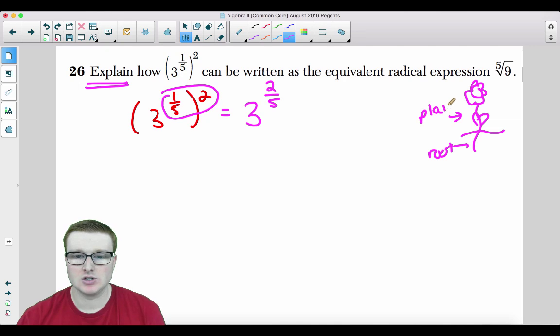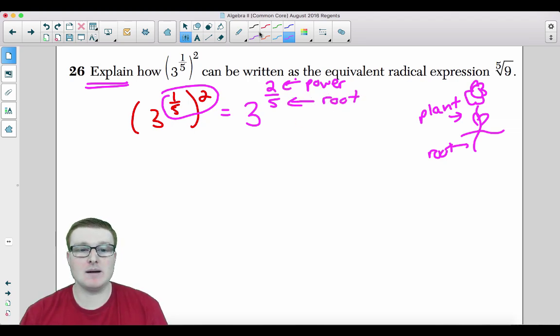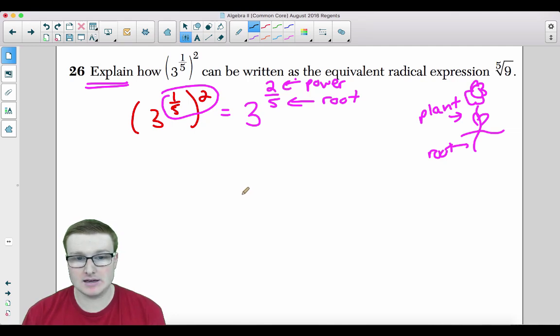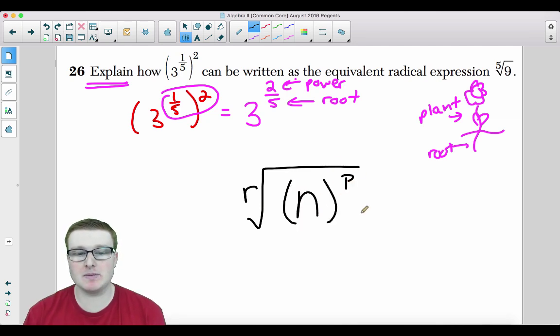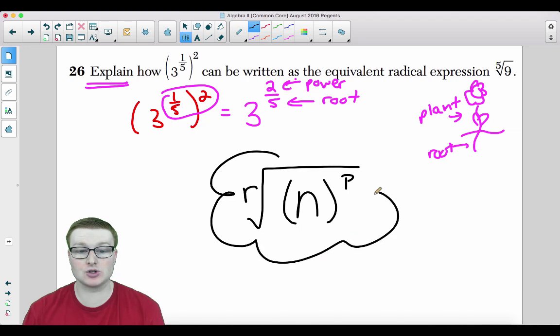Like that. So the top is your power, the p, and this down here is your root. Now remember how a radical looks. It's the root with a radical sign. This is your radicand, the n, raised to the power of p. This is how a radical should look.